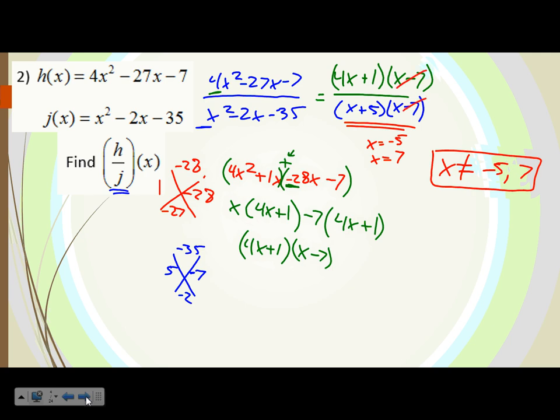So from here, x minus 7's cancel, and we have 4x plus 1 on top and x plus 5 on bottom. You need all that: your excluded values or your restrictions and that fraction.